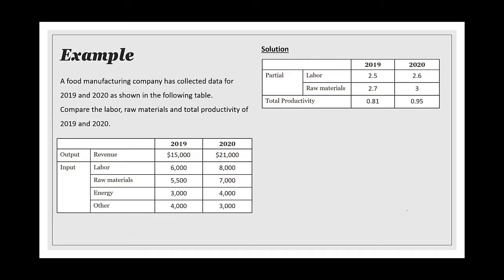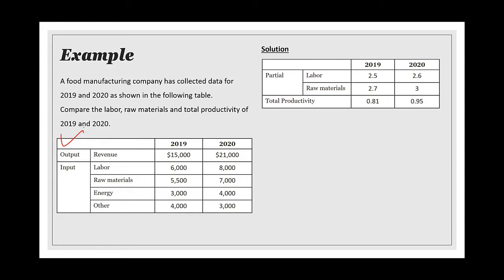Let's take a look at this example. A wood manufacturing company has collected data for 2019 and 2020 as shown in the following table. We have to compare the labor, raw materials, and total productivity. The first step we need to do is gather the data from 2019 and 2020 based on the outputs and inputs. In this case, the output is the revenue, while the inputs consist of labor, raw materials, energy, and others.